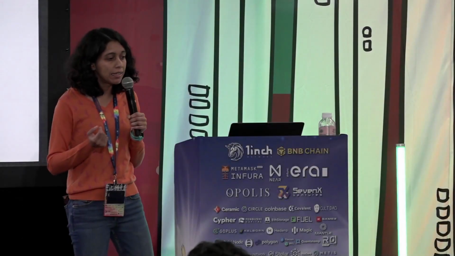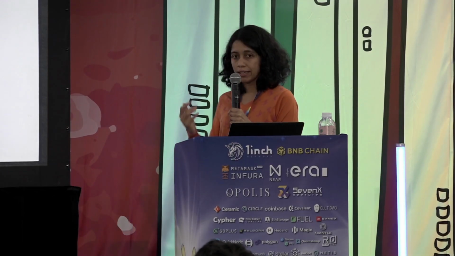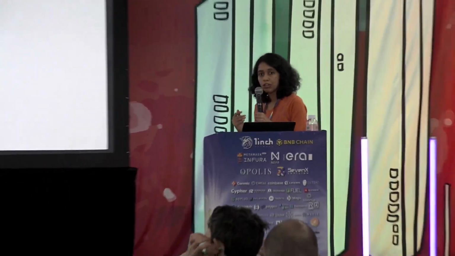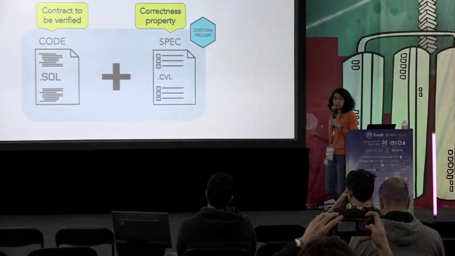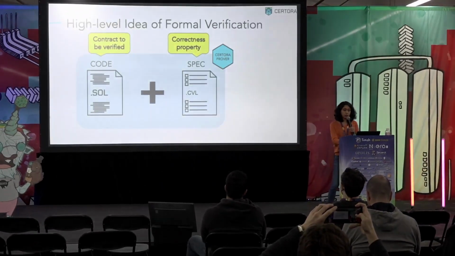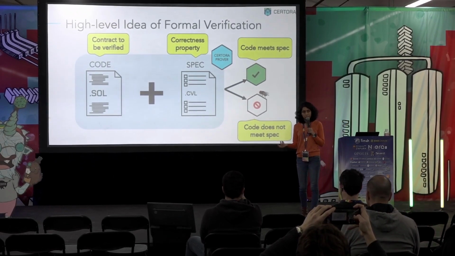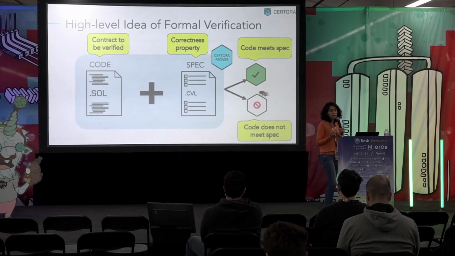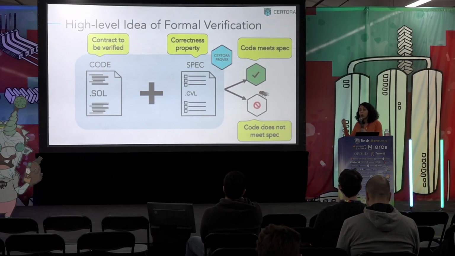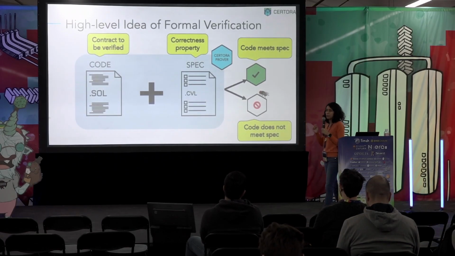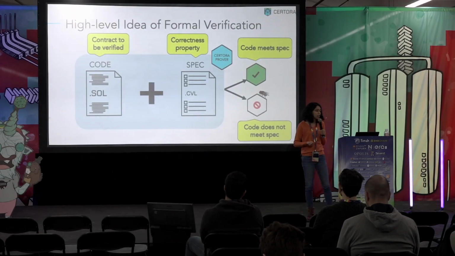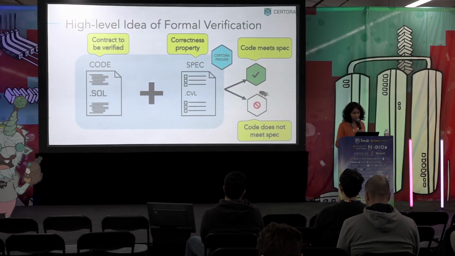And you have something called a specification. And these tools like the Certora Prover are going to take the code, take the specification, and try to check if the code matches the specification. So one of two things will happen. Either the tool will tell you that the code matches the specification, or it will find a counterexample, which is a concrete instance where the specification is violated. Okay? So this is how a lot of these tools work.